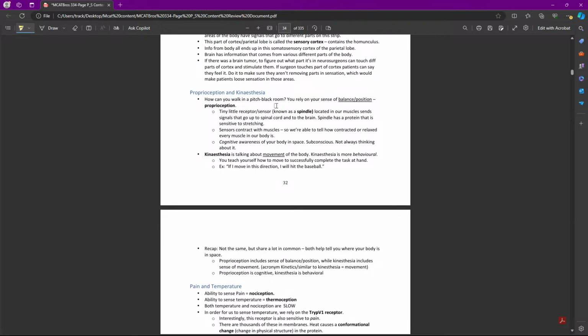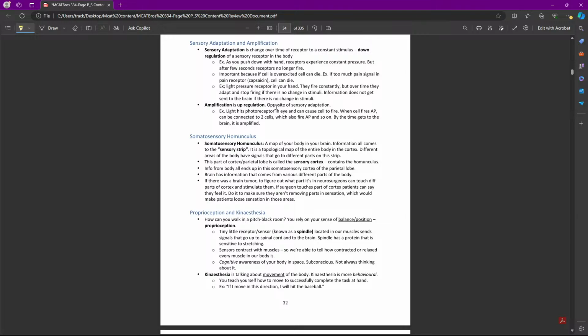Alright, the somatosensory homunculus. I learned about this in neuroscience, and I don't know why we still talk about it, because a lot of papers show that the somatosensory homunculus is inaccurate in the neuroscience department, but it's still used because it's outdated.